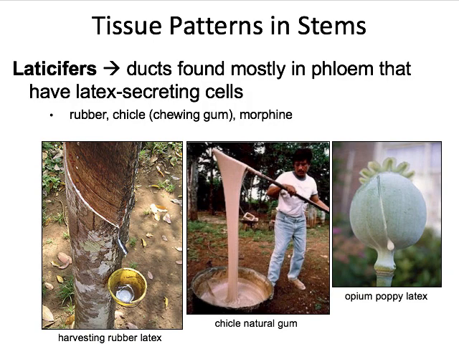Now, in tissues, sometimes we find things that are called lacticifers, and these lacticifers are ducts that are found mostly in the phloem, and they secrete latex. Some examples of common latex products include natural rubber and chewing gum and morphine from the opium poppy latex.